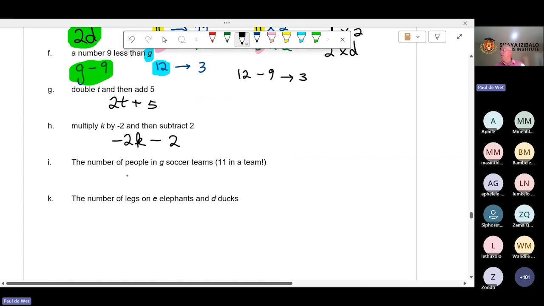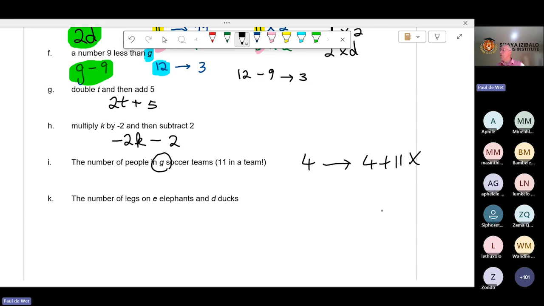How many people will there be if we've got G soccer teams? Now, remember, in a soccer team, there are 11 players. So if we've got G, I'm seeing G plus 11, and that's not right. Because suppose I had 4 soccer teams, Wandile is saying 4 plus 11. That's wrong.